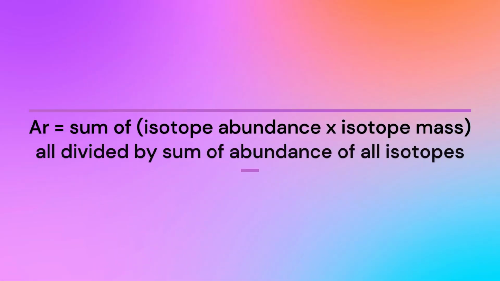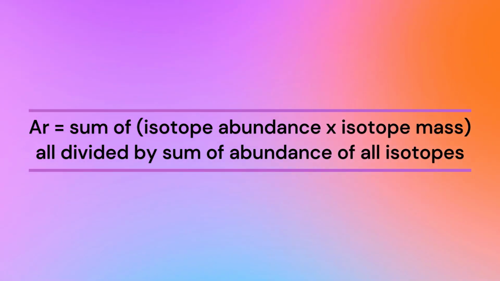And as we looked at in the last video, relative atomic mass is also equal to the sum of isotope abundance times isotope mass divided by the sum of the abundance of all the isotopes. If this is given as a percentage, this value would be 100.